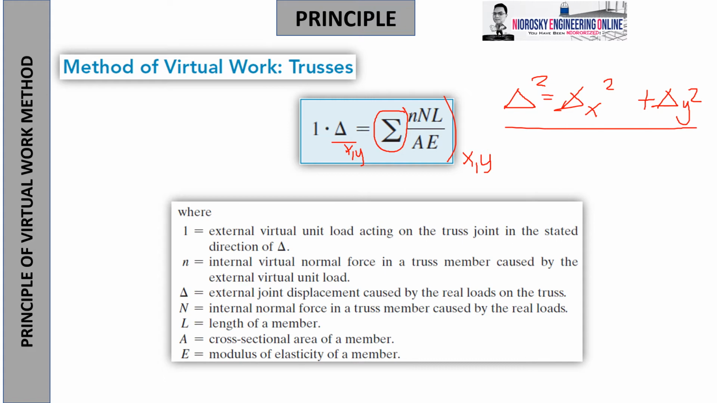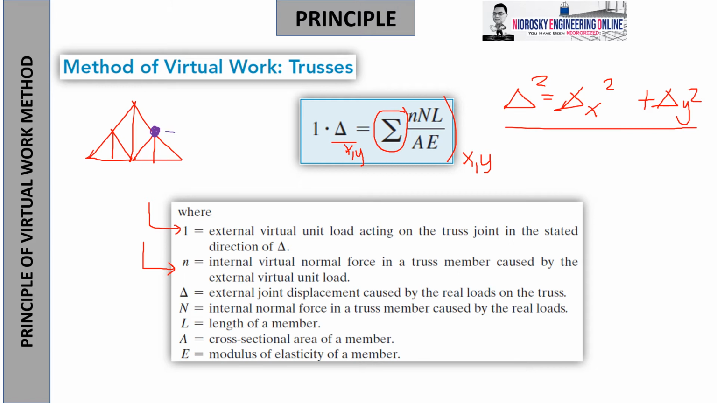So again, what are the nomenclatures used? One, of course, is the unit value. Small n represents the internal virtual normal force in a truss member caused by the virtual unit load. What you will do here is, for whatever joint displacement is asked, you place a 1 unit load, then analyze. Say you have a truss, just a sample, like this. And you want to find the deformation or displacement of this joint. So, you make a simulation.